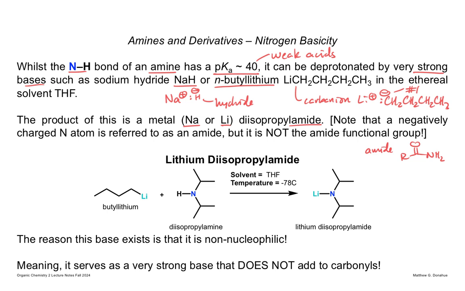However, in this context, amide means the nitrogen atom is negatively charged. So when we take the strong base N-butyl lithium plus diisopropylamine, the carbon anion will deprotonate the NH bond, and we form this base, which is called lithium diisopropyl amide, and it's typically abbreviated LDA. So this is a base that is used to deprotonate other CH functionality. So it's a strong base.